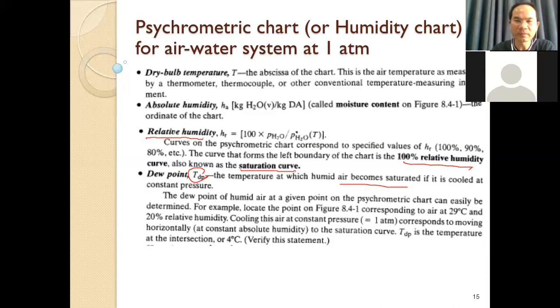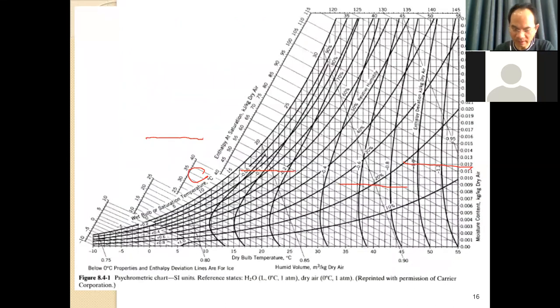Okay, this is the diagram, or chart, of the psychrometric chart. The y-axis is the moisture content, and the x-axis is the dry bulb temperature. And also this line is the relative humidity: 10, 20, 30, 40, and the last line is 100% relative humidity. And there are also these lines of humid volume, and this is the enthalpy. Okay, I will talk about the next slide.